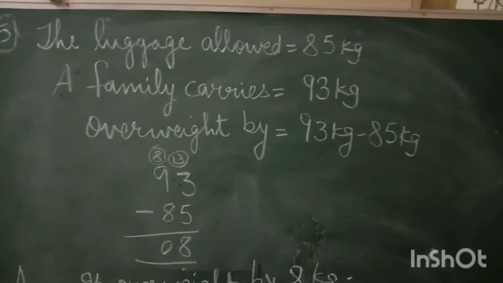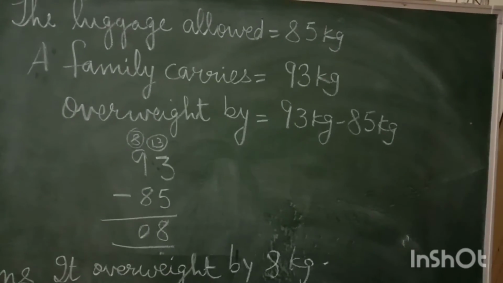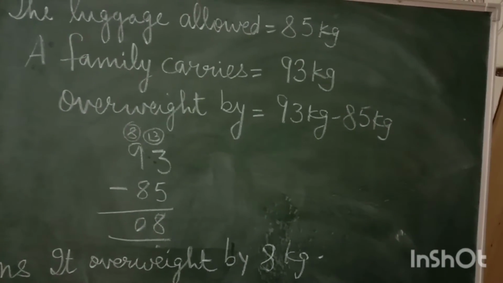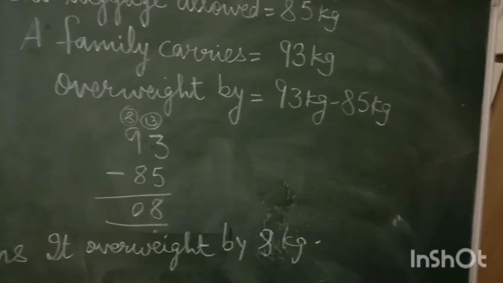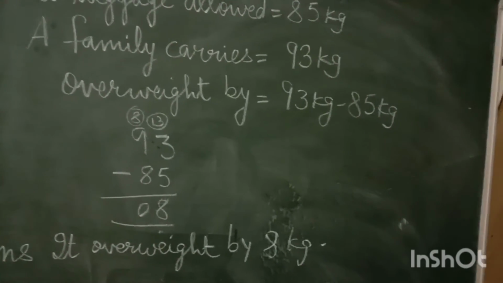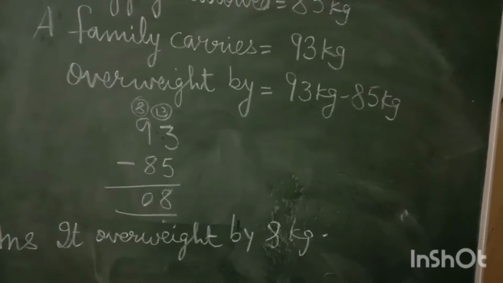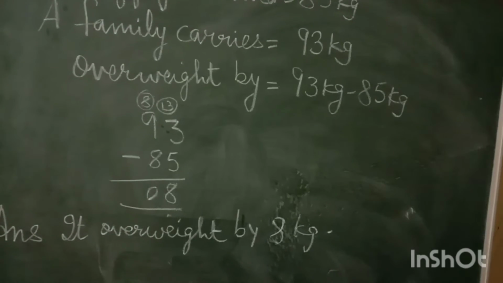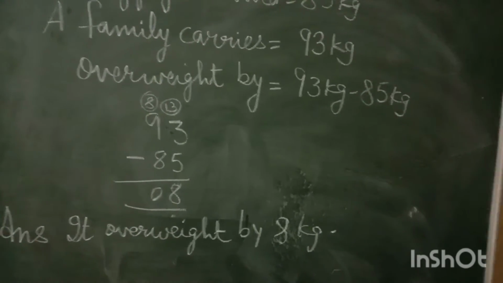So the solution is the luggage allowed is 85 kg. A family carries 93 kg. So how much are they carrying overweight? So you have to go for subtraction. 3 minus 5 not possible. It will bring tens from 9 and become 13. Again 13 minus 5, you will get 8. 8 minus 8, 0. So it was overweight by 8 kg.